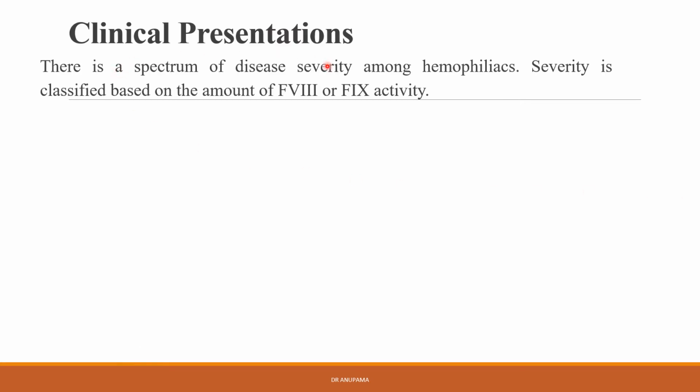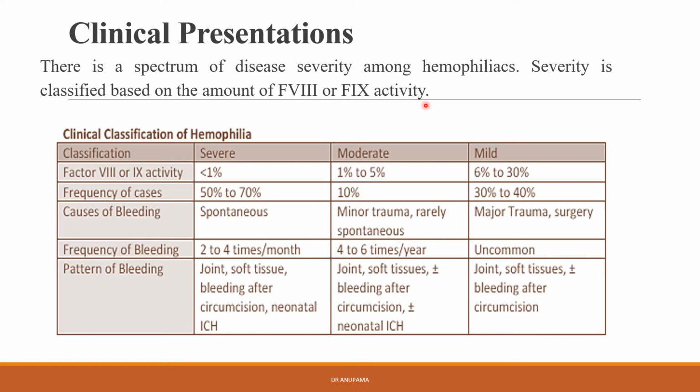Clinical presentations. There is a spectrum of disease severity among hemophiliacs. Severity is classified based upon the amount of factor 9 or factor 8 activity. These are classified into severe, moderate and mild. In severe, factor 8 or factor 9 activity is less than 1%, while in moderate it is 1 to 5%, and in mild it is 6 to 30%.